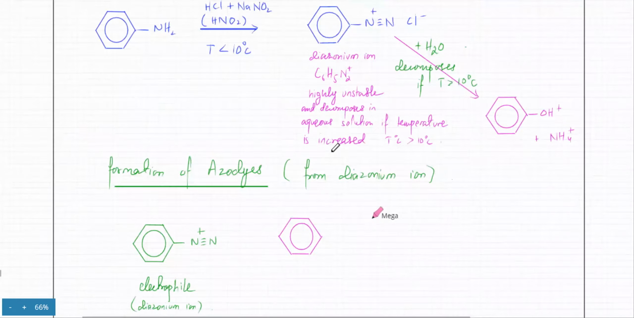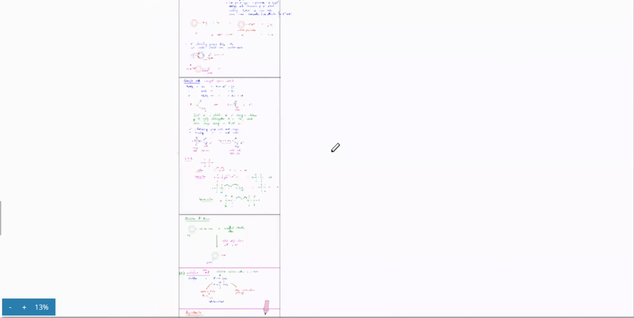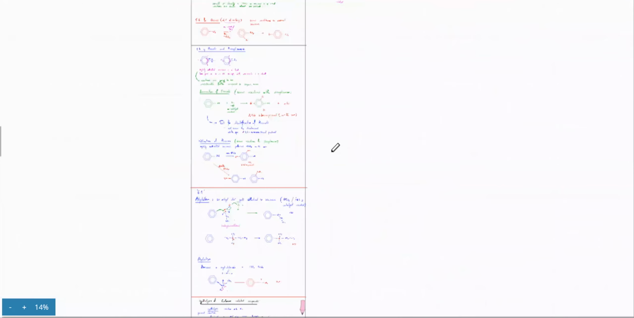But right at the beginning, TK, if we can go back, like really back 1 second. Electron cloud of benzene. Right at the start. TK, this one.